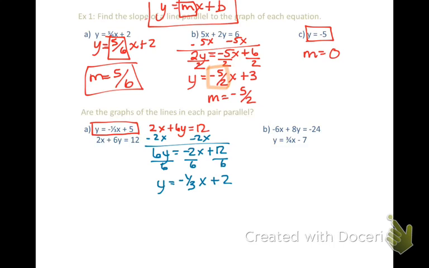So, do they have the same slope? Yes, they do. The slope is m equals negative 1/3. Do they have different y-intercepts? One is 5 and one is 2. So this is yes. The graphs are parallel lines.